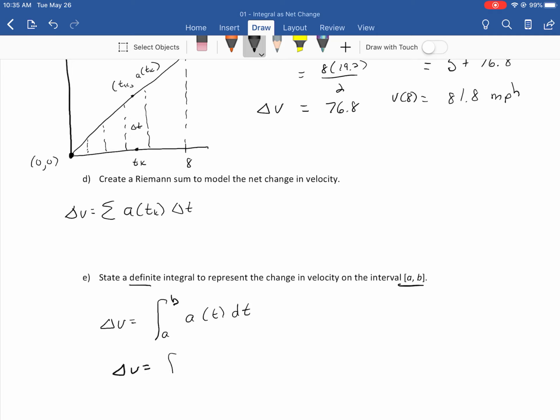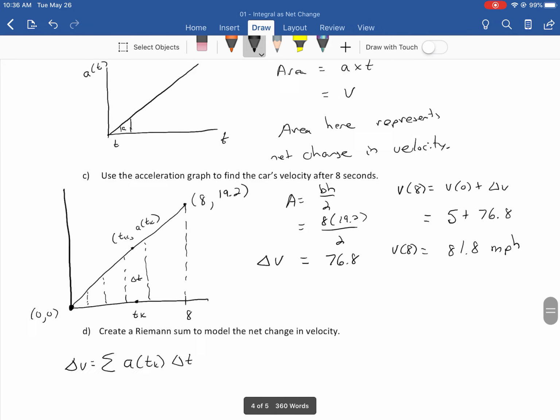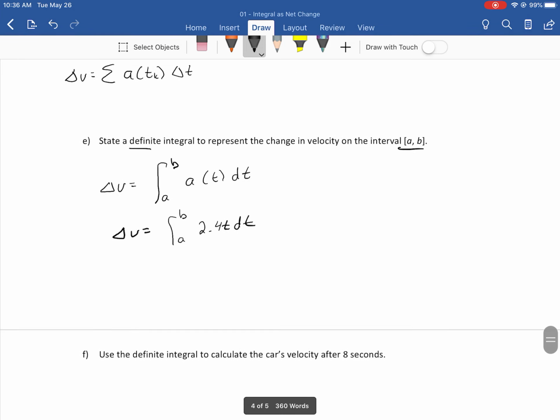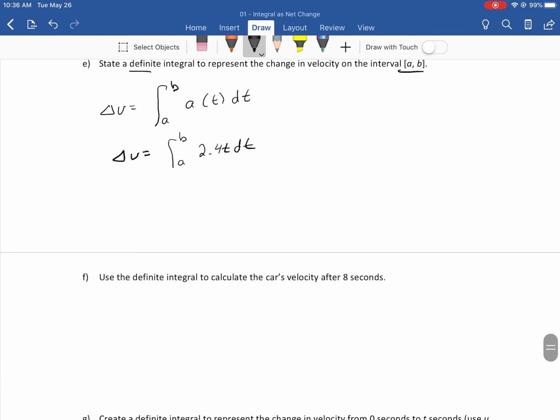What do we mean by that? In this case, they give us the equation. So a to b of 2.4t dt. They gave us the equation for acceleration there. So there's the definite integral to use, and it says use that integral to calculate the car's velocity after 8 seconds. So if we want to find the delta v here, I want to know how much the velocity has changed from 0 to 8 seconds.